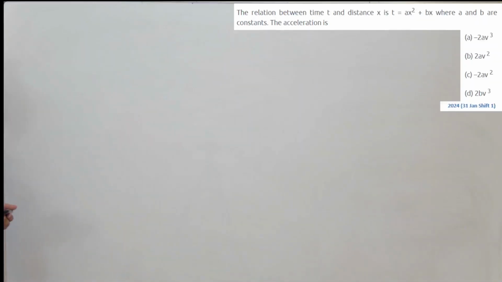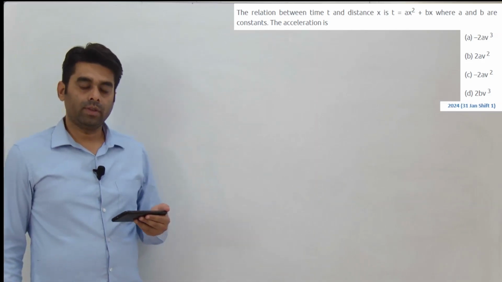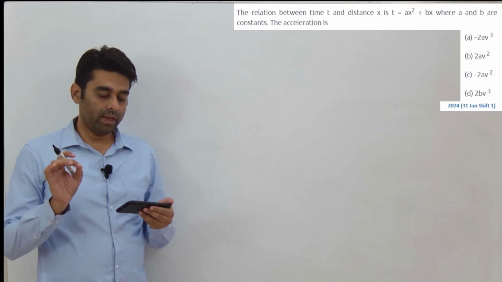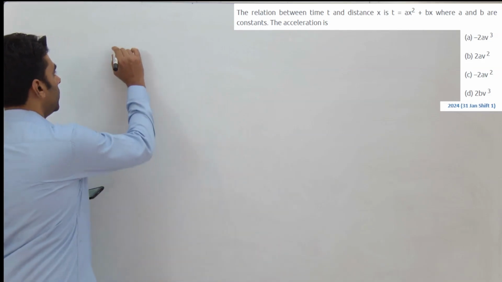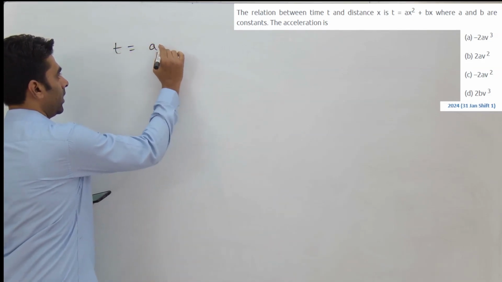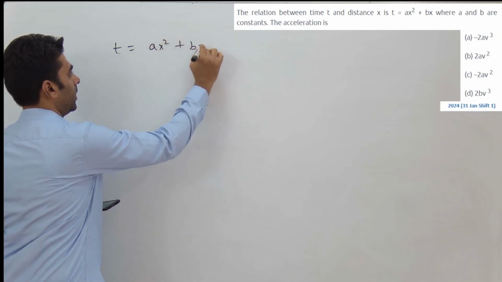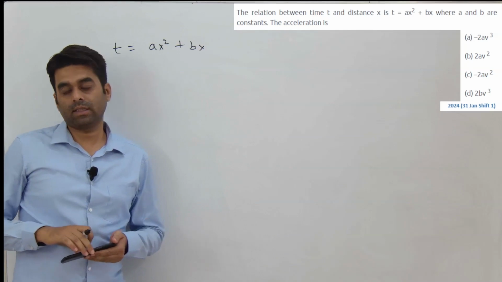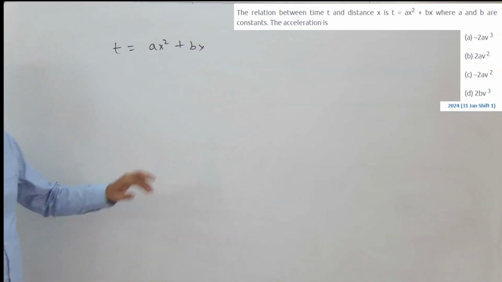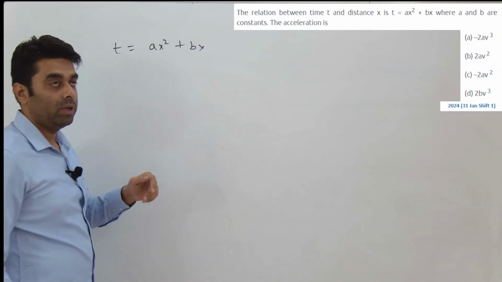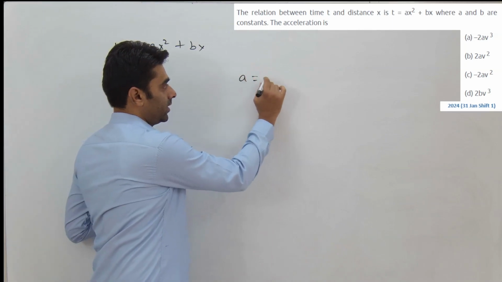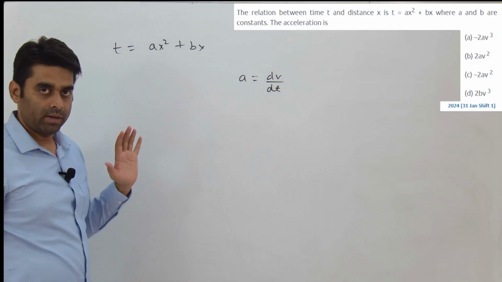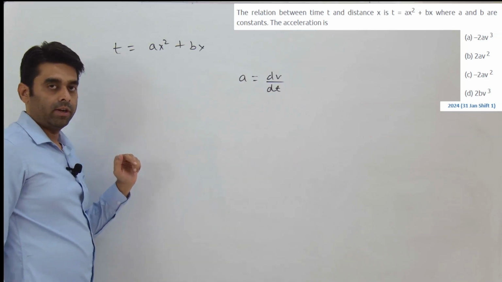Yeah. So the question that we have is, it says the relation between time and distance x is t equals ax square plus bx, where a and b are constants. They are asking us the acceleration. Now the relation between x and t is given. What is our acceleration? Acceleration is dv by dt. Let us see. Mathematically, it's pure differentiation. We'll have to differentiate it and take a look at it.